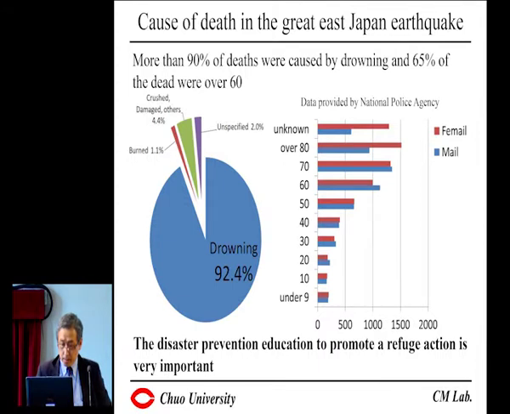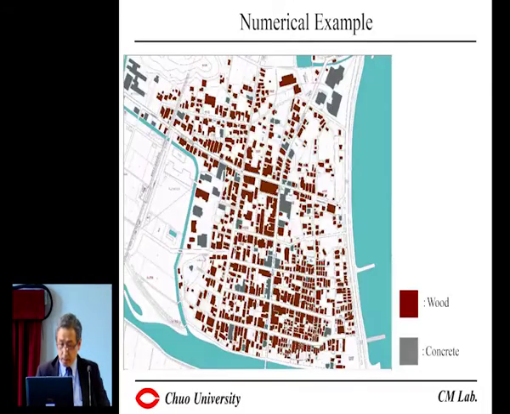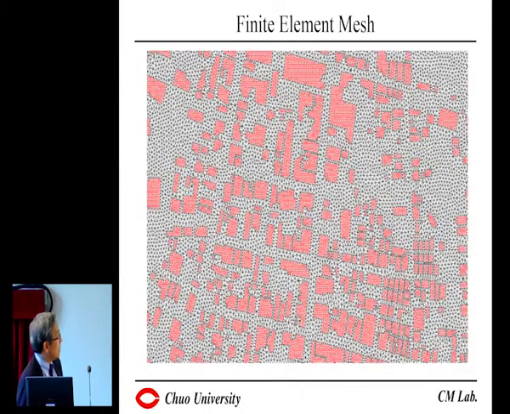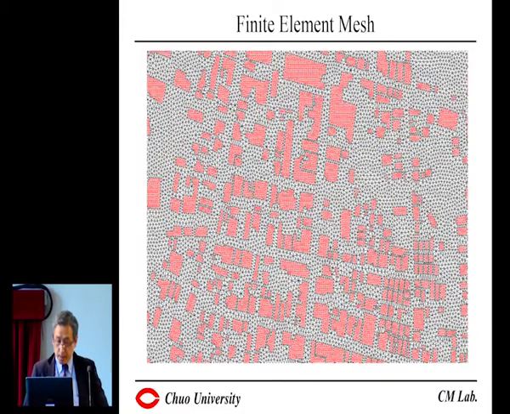This is the study area. Brown color denotes wood houses, and gray color denotes concrete houses. Here you can see the 2D mesh, and we prepare the finite element mesh inside the buildings. We compare two cases, case A and case B. In case B, we assume high strength in the buildings. And this is the evacuation route.